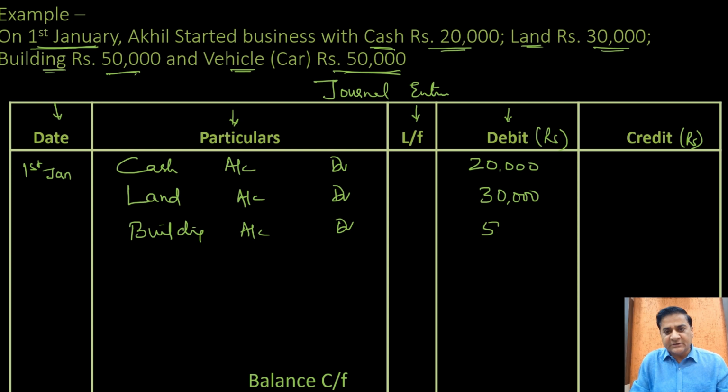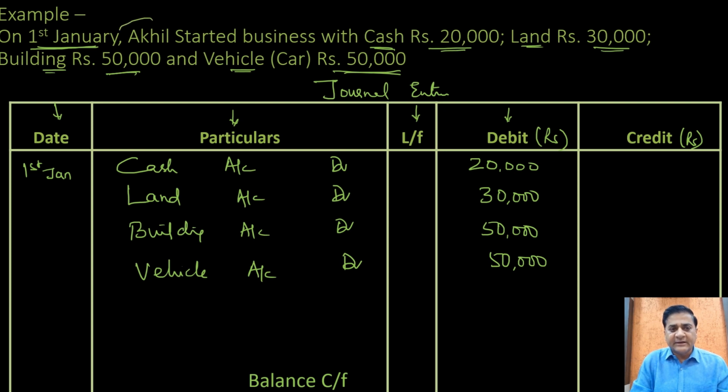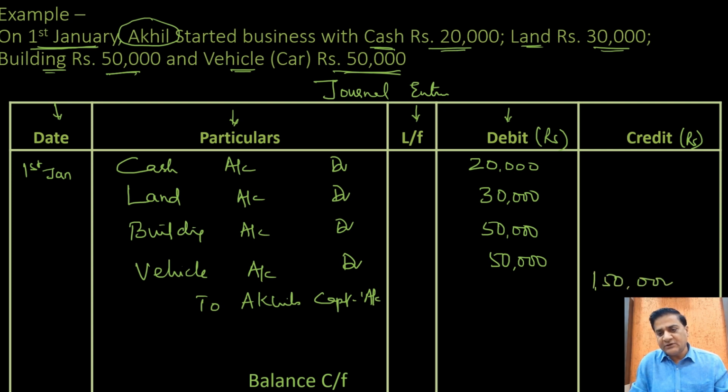This is for 50,000. Then I would say vehicle account or the car account debited with rupees 50,000. Since all these amounts represent the capital of Mr. Akhil, I would say the account to be credited would be Akhil's account or Akhil's capital account. This account is to be credited. How much is the amount? The amount is 1,50,000. So I would say 1,50,000 is the credit amount.